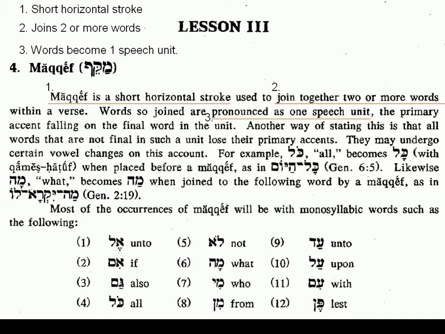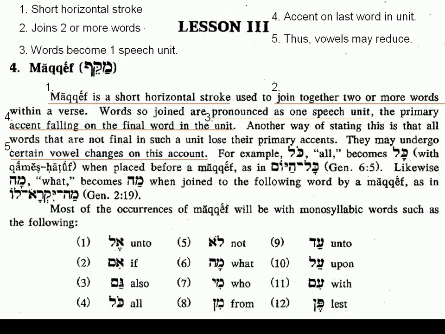And what that implies, or what that demands, is that there's only going to be one primary accent, and that accent, the fourth thing here, is going to fall on the last word in the unit. So accent gets pushed to the end, which is the normal pattern in Hebrew pronunciation. And in this case, since it's become one unit, the first word kind of loses its accent. And what do we mean by that? When you think through what that actually comes down to, it often means that vowels reduce. They change from being long forms to short forms.